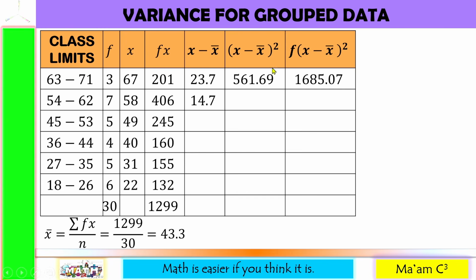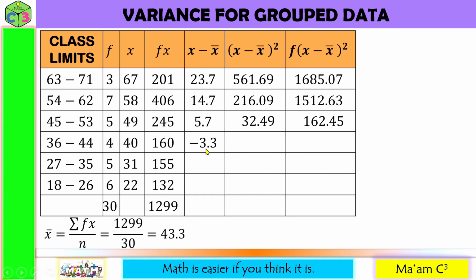Square of it is 216.09 multiplied to its corresponding frequency, which is 7, 1,512.63. Next, our x is 49 minus 43.3 is 5.7. Square that, and that is 32.49. Multiply to its corresponding frequency, which is 5, is 162.45. Next, our x is 40 minus 43.3 is negative 3.3.